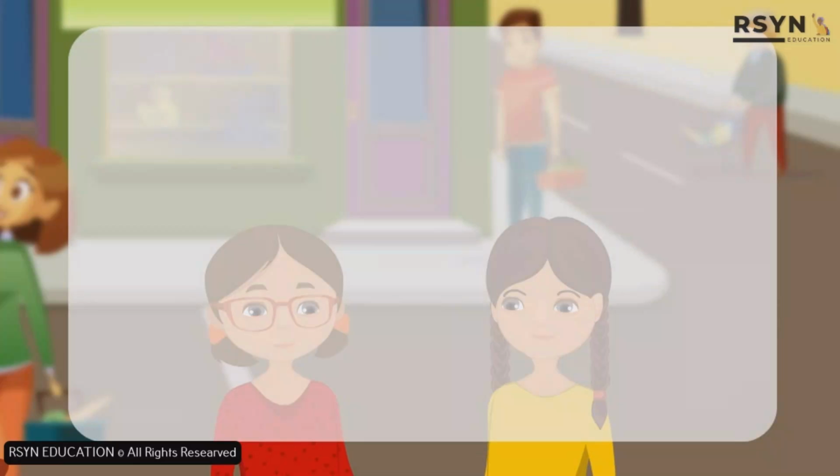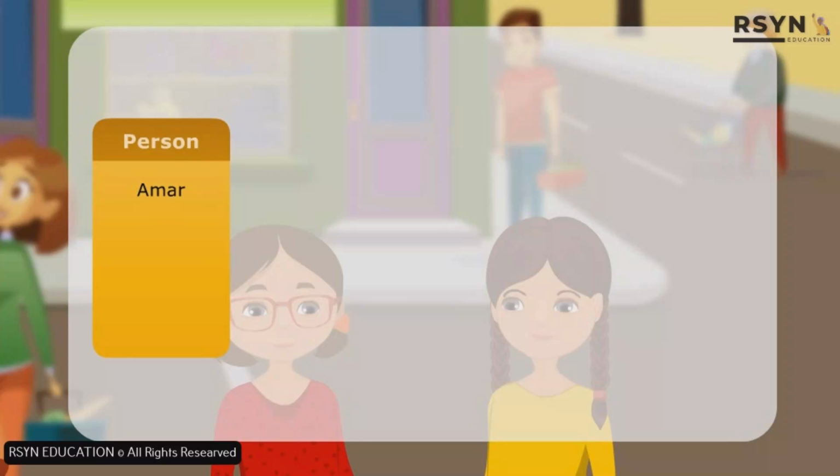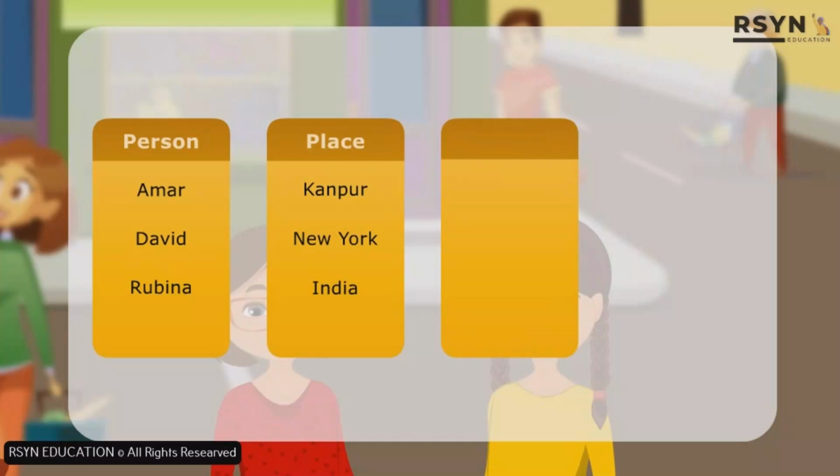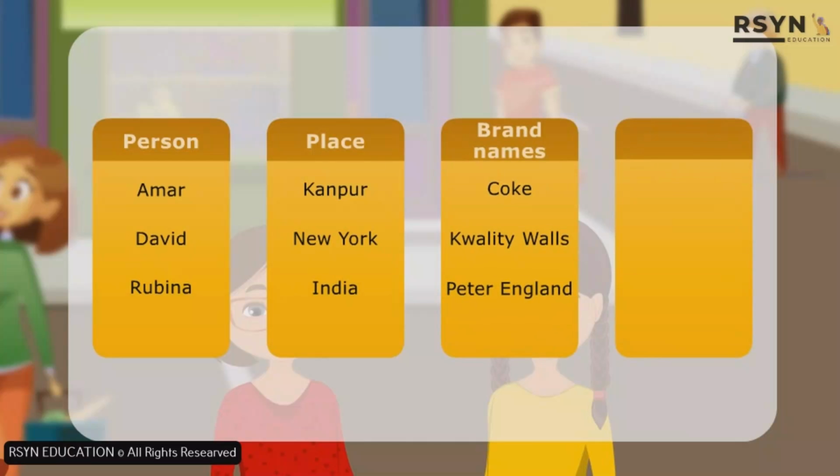Here is a list of some proper nouns. Person: Amar, David, Rubina. Places: Kanpur, New York, India. Brand names: Coke, Wall's, Peter England. Days or months: Tuesday, February, December.